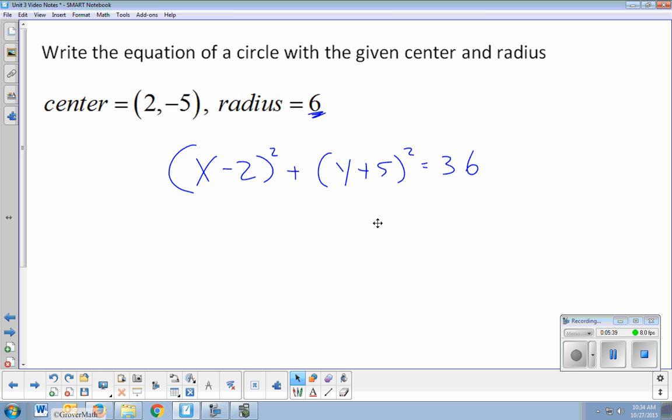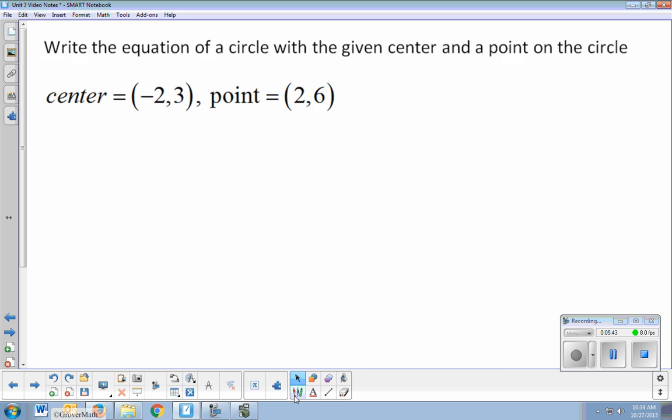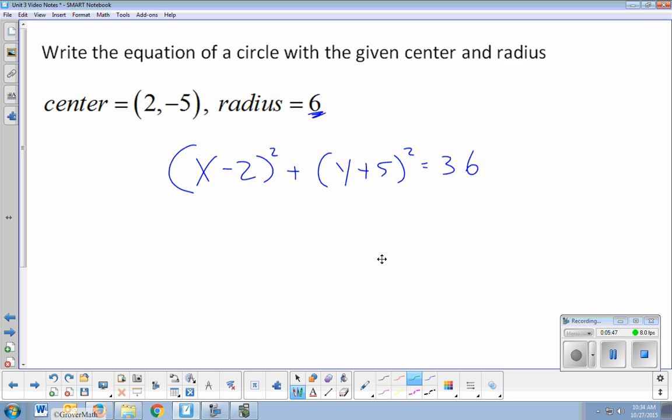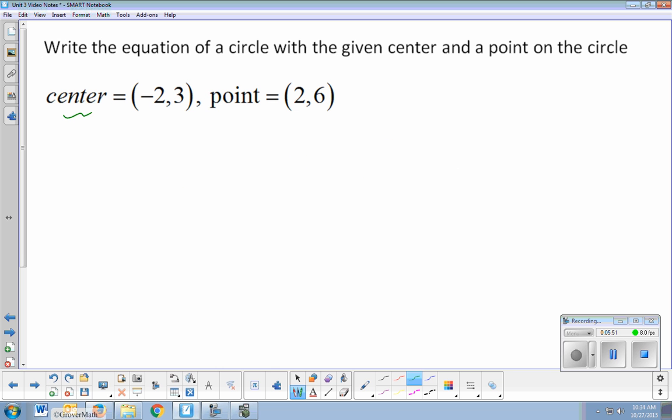Square it. Okay, one more question. So this is given the center and radius, what's the equation? How about given the center and a point on the circle, what's the equation? So to write the equation, I need center and radius. Here I gave you both. Here, I'm giving you the center, so we already know the equation is going to be x plus 2 squared plus y minus 3 squared. But what we don't know is the radius. And so I don't know the radius, I don't know the radius squared, so I don't know what to put over here.